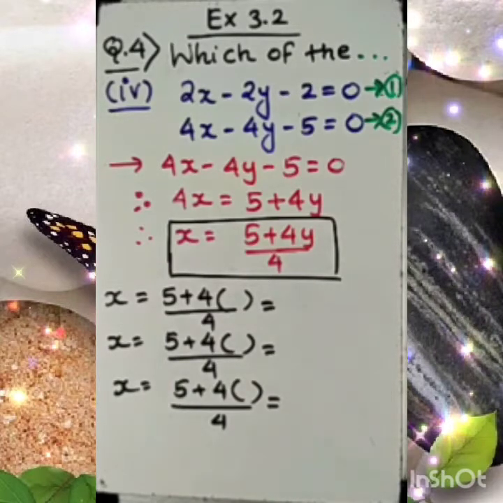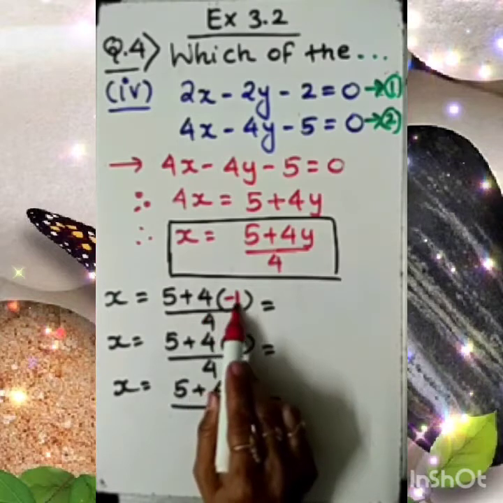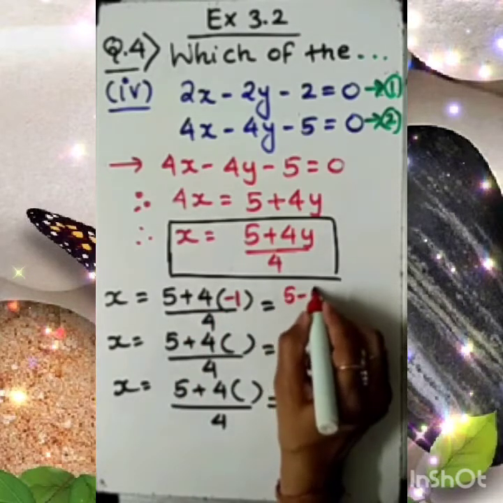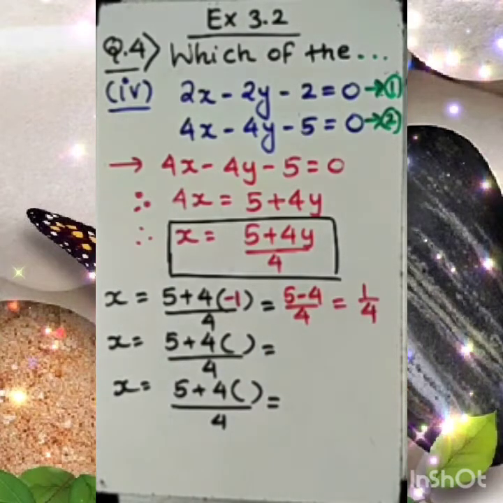But let's try. Is there any possibility of such a number so that if we choose it, our answer can be a round number? We need to think of that. We can choose a negative number also, no issue for that. Suppose we are choosing -1, then here 4 into -1 is -4. So finally I will have (5 minus 4) upon 4, so 1 by 4. That is also a fractional number.